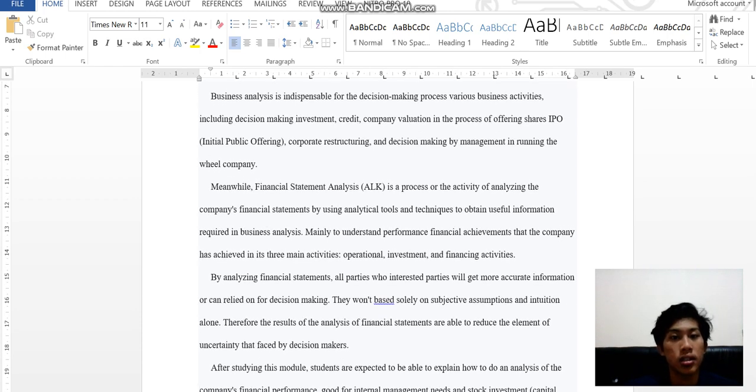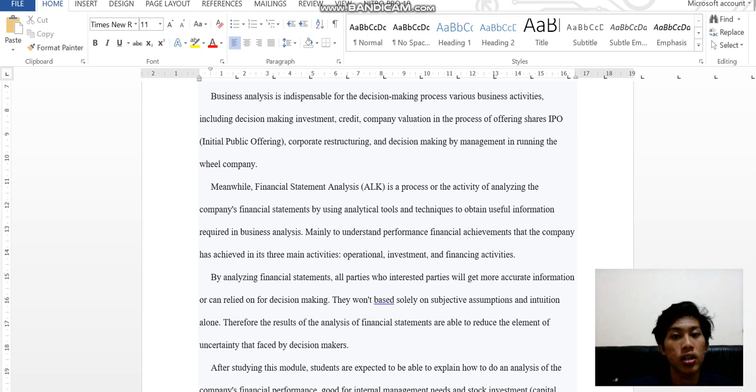Business analysis is indispensable for the decision-making process for various business activities, including investment, credit, company valuation, the process of offering shares, the initial public offering (IPO), corporate restoration, and decision-making by management in running the company well.